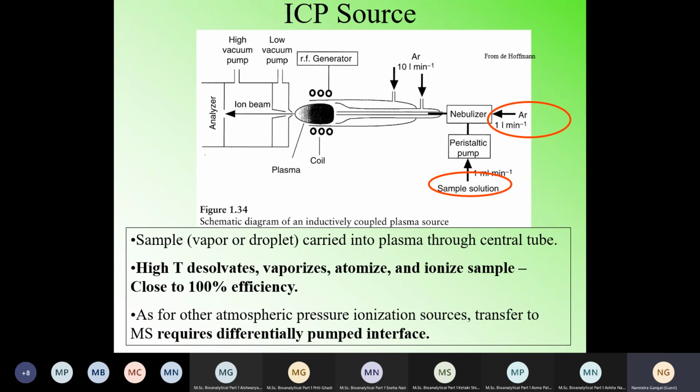ICP is not a technique for organic biomolecules, okay? Because at 10,000 degrees Kelvin, nothing can withstand. If I spray proteins or peptides, they will all get converted into carbon dioxide and water vapor. Nothing will remain. So I can't use this technique for organic biomolecules. It has to be used only where there are inorganic species which I want to track and determine at a very low content.